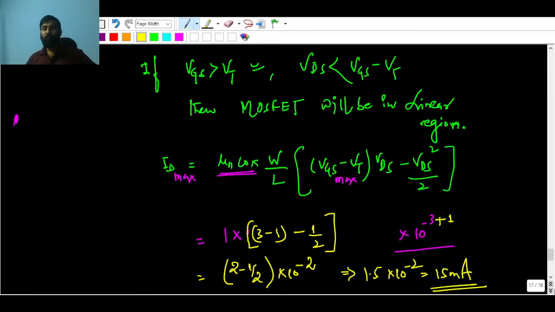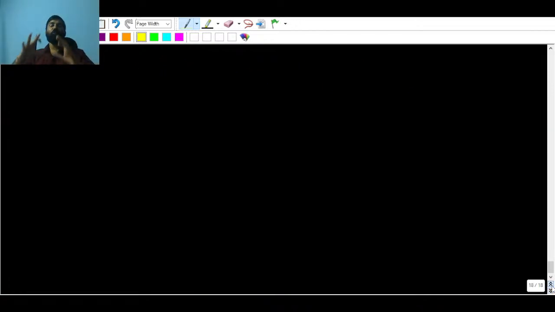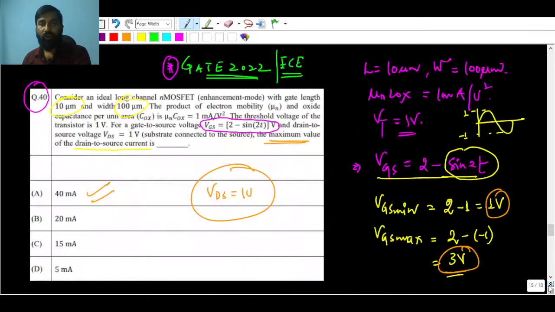So what you have to do, whenever any MOSFET question is given from the devices and they are asking about the current: test whether VGS is greater than VT or not. If VGS is less than VT, stop everything, the answer will be 0. So the answer for this question is C.